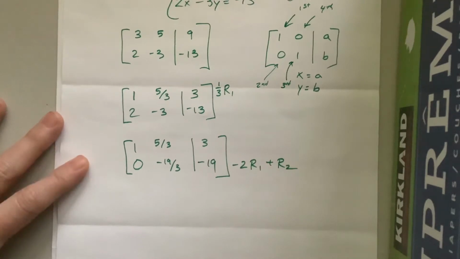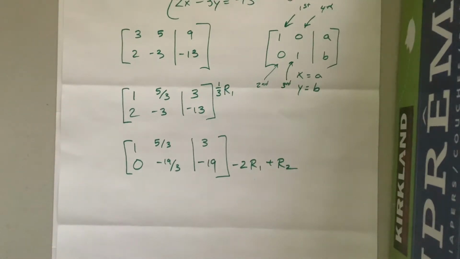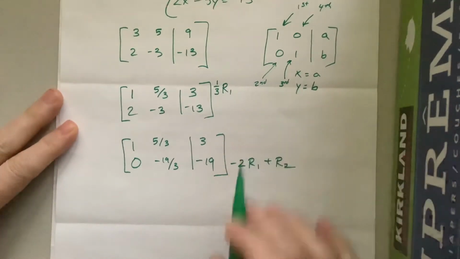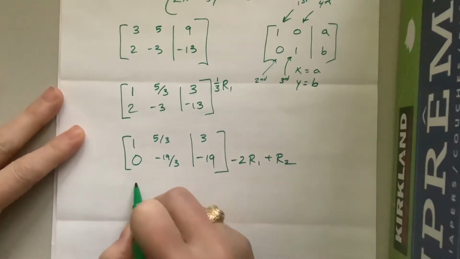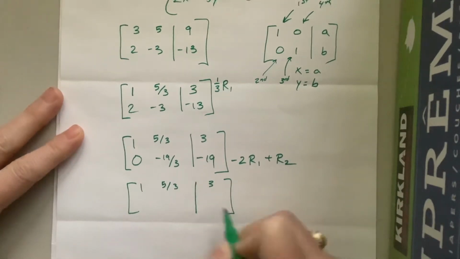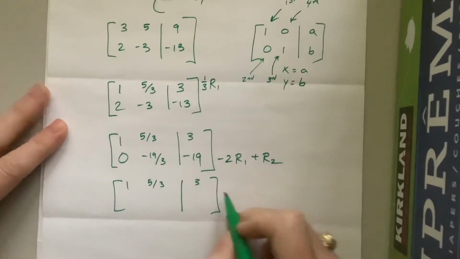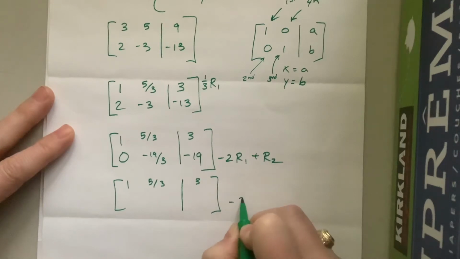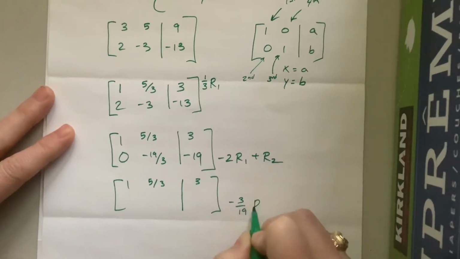Yeah, okay. Now I want to make this become a 1, because that's my goal right here. I'm going to hang on to row 1, and if I want to make this a 1, I can multiply by negative 3 over 19 times row 2.